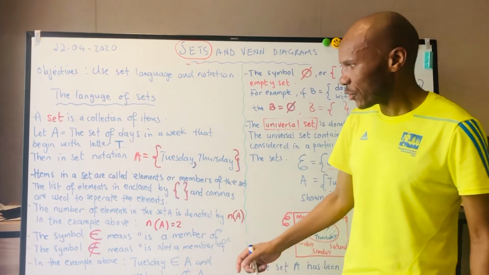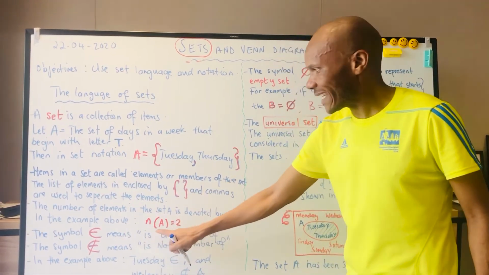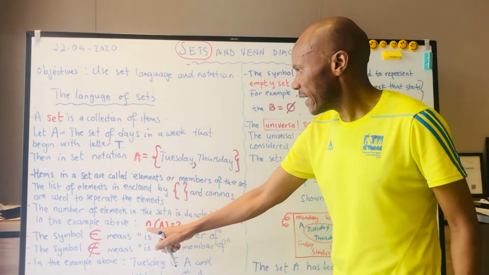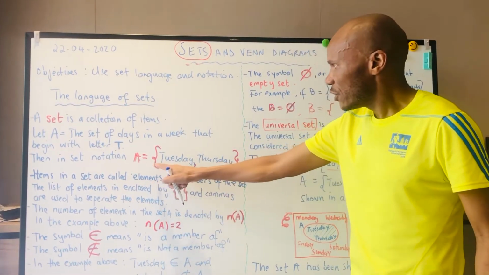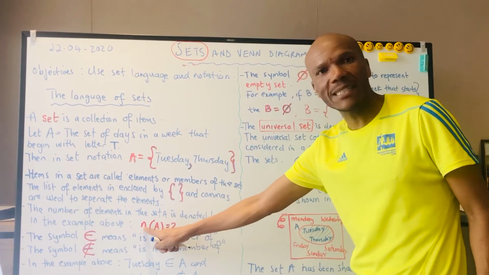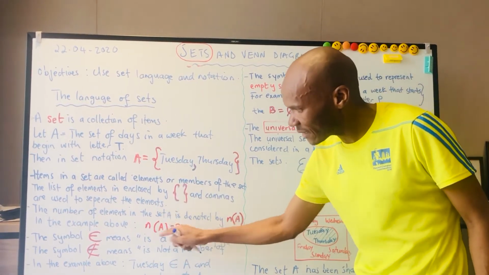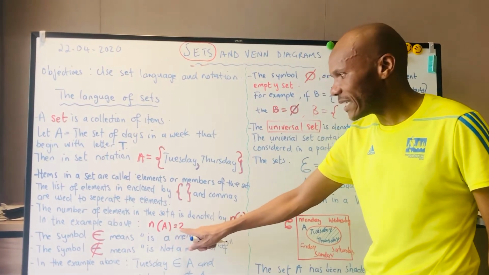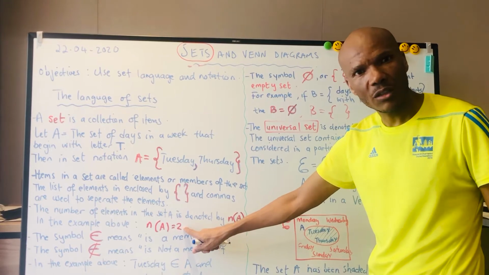Okay? And then we have again the number. If I want to say the number of elements that are in set A, I write it like that: n, and then a round bracket, of the elements that are in set A. How many are they? They are 2, all right?